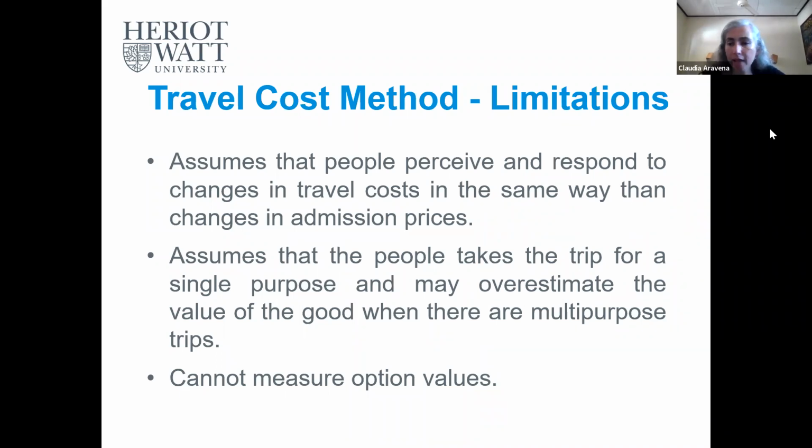So let's say that you go to the place, but during the trip you are also visiting family, and you are also going to buy something you want in a certain place. So you have more than one purpose. In that case, you may be overestimating the value because you are doing other things, and your willingness to pay is not just for the national park, but also for the other things you are doing. So it will work well when it is only a single purpose, okay? When it is multi-purpose, then we can get a biased estimate.